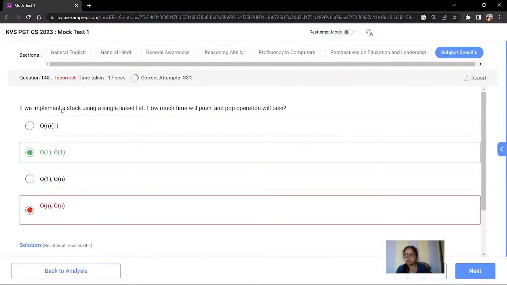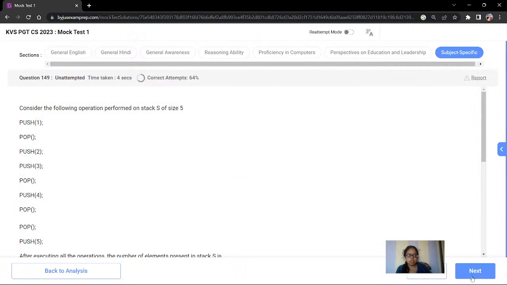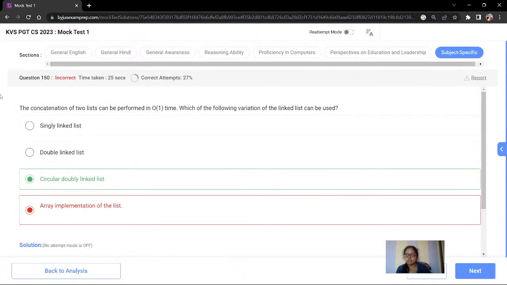Next, this one: if we implement a stack using a singly linked list, how much time do push and pop operations take? The push and pop operations are O(1) and O(1). See, data structures are also not there in the KVS syllabus, but you can see the syllabus is given such that it will touch the master's degree level also.